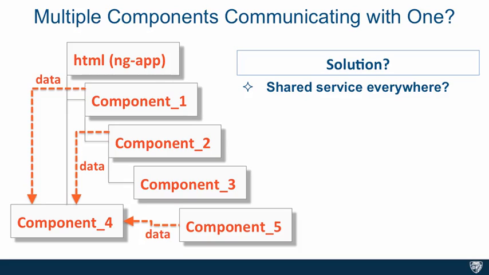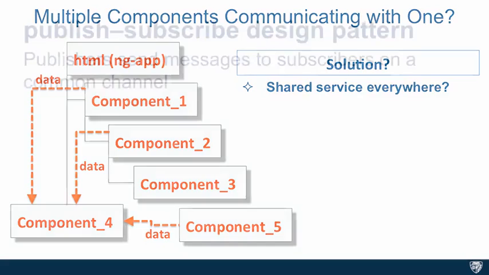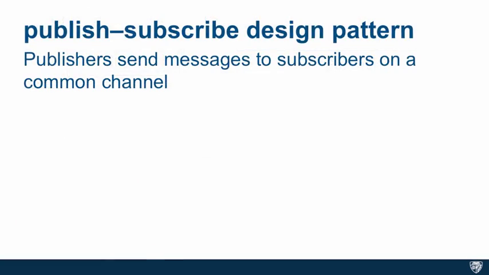Luckily, there's actually a software design pattern that could solve all these issues in an elegant way, and which Angular implements through its event system. The design pattern is called the Publish Subscribe Design Pattern. Basically, there are two components to this design pattern: publishers and subscribers. Publishers send messages to subscribers on some common channel.